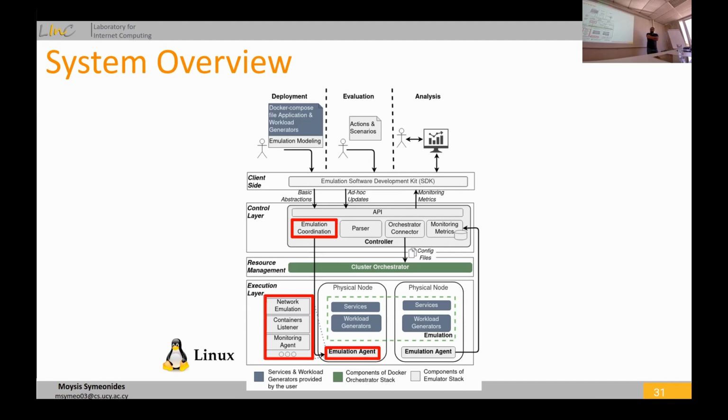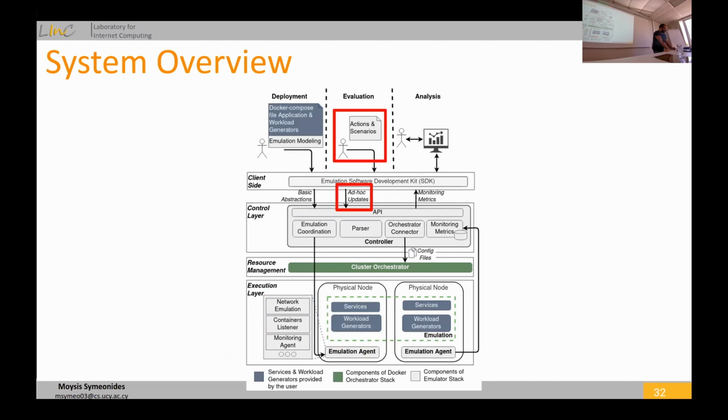At the same time, the controller submits the network QoS to the Fogify agents. Located on every cluster node, Fogify agents are responsible to introduce network QoS to the emulated instances by utilizing low-level, basically kernel-level commands of Linux. And except for that, emulation agents also capture monitoring metrics from the emulated infrastructure. At runtime, users can submit actions and scenarios. I will tell about them later. Actions and scenarios update the topology at runtime.